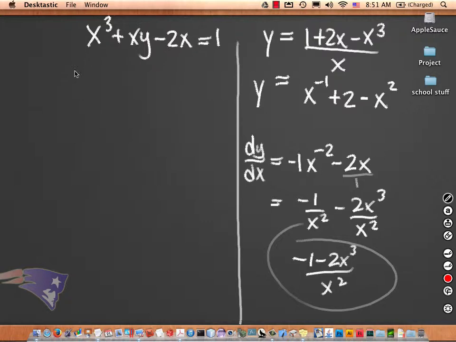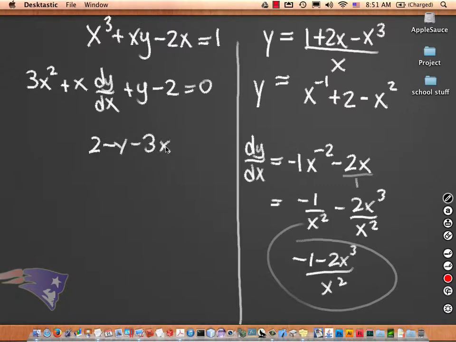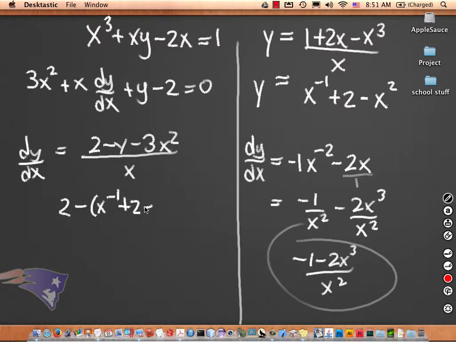Now let's differentiate this bad boy. Okay, so this is 3x squared plus x dy dx plus y minus 2 equals 0. Solve for dy dx, so add the 2 over here. So 2 minus y minus 3x squared all over x equals dy dx. Now let's substitute the y back in, so I'll get 2 minus parenthesis x to the negative 1 plus 2 minus x squared minus 3x squared.